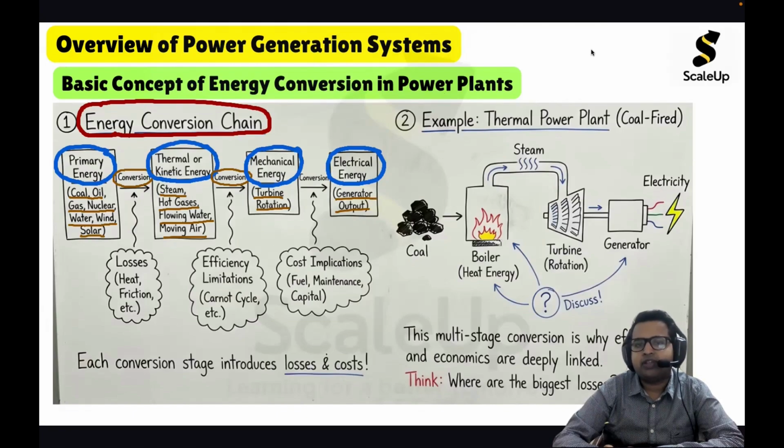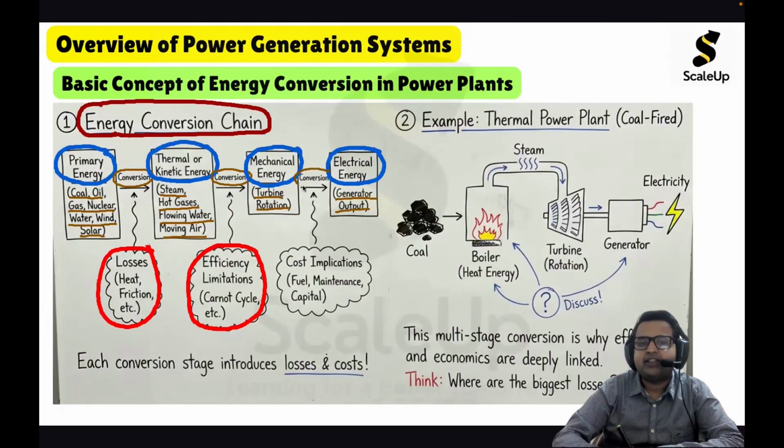Now here is one very important observation: whenever conversion is happening, some loss is happening. When primary energy is converted into thermal or kinetic energy, losses will be there in the form of heat and friction. When thermal or kinetic energy is converted into mechanical energy, there will be efficiency limitations, because we have already studied in thermodynamics that the Carnot cycle is not ideal. Efficiency is not 100%. Efficiency limitations are always there in real systems.